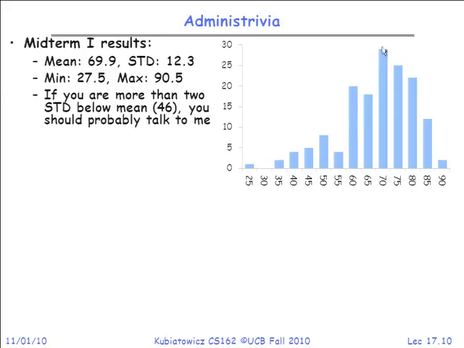Since a standard deviation is worth a grade in this class, I would say if you're 2 standard deviations below the mean, you should probably talk to me. Just to come in and chat. And I would say probably a good idea to go through your midterm and figure out where you lost points. Okay? Any questions on distributions?